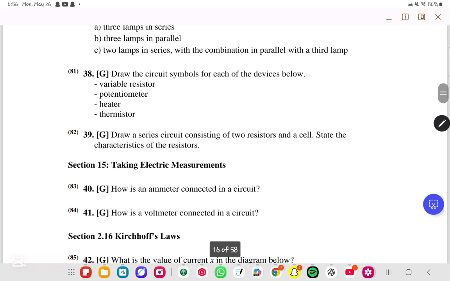We move on to 38. It says, draw the circuit symbols for each of the following below. Variable resistor looks like this. Okay.